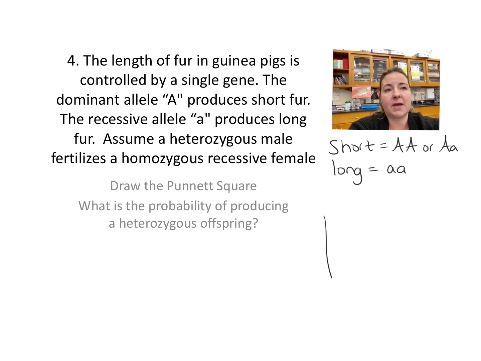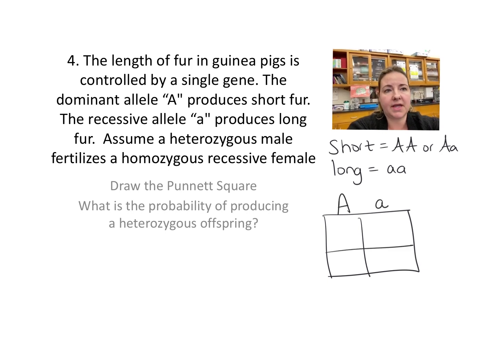This one says that the male is heterozygous. So the male is going to be capital A, lowercase a, and has short hair. That male mates with a homozygous recessive female. So that is going to be lowercase a, lowercase a.